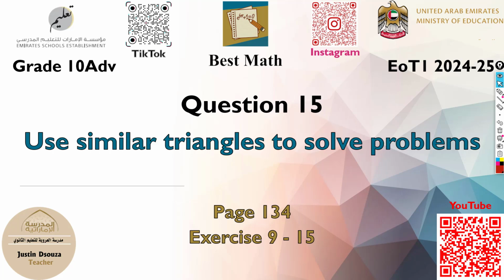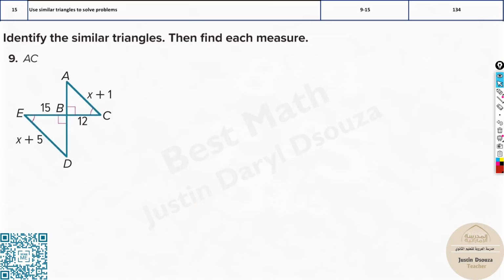Question 15 is about similar triangles. Here they are asking us to identify whether they are similar triangles and then find the measure. If you focus on finding the measure, that's more than enough, because generally these are electronic questions. You will have choices and they'll just give you the x values.